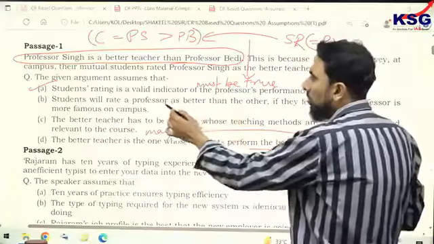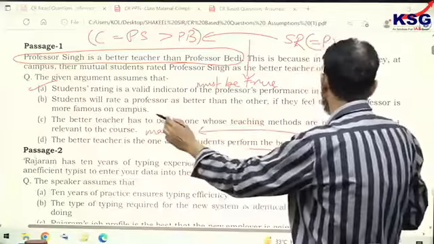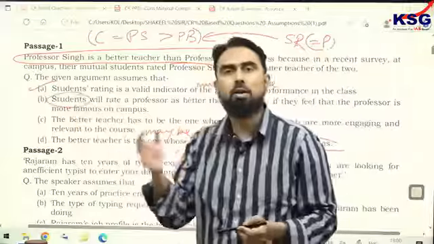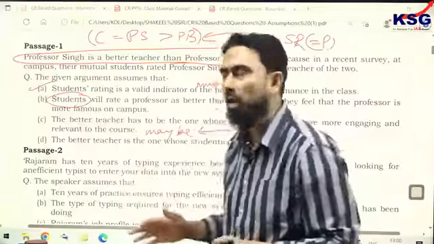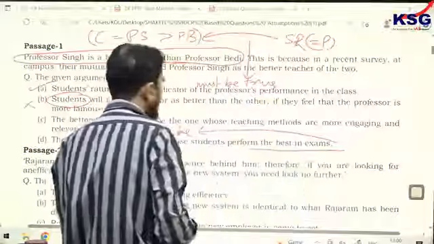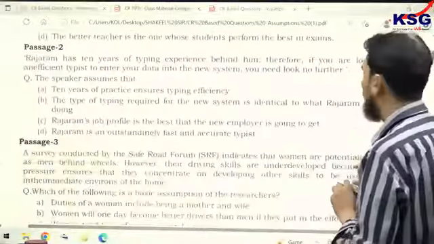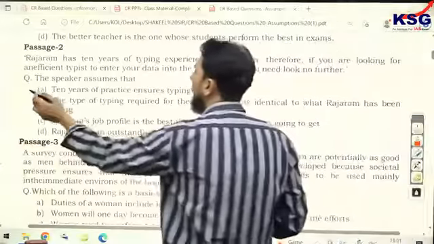Now option B, students will rate a professor as better than another if they feel that the professor is more famous. Now how do we know how the students have rated a professor? It is not part of the argument here at all, so it is totally irrelevant. So passage number 1, the answer should have been A. Passage number 2, similarly the answer should be A.